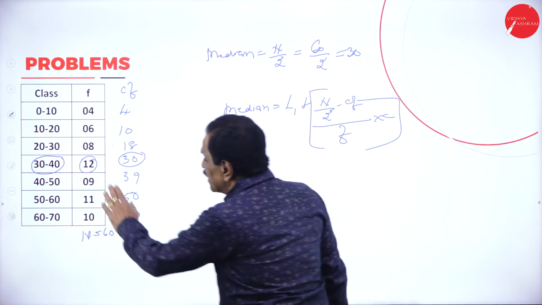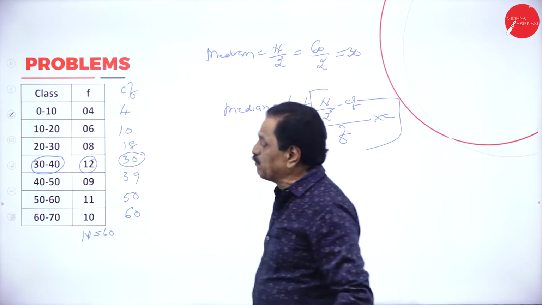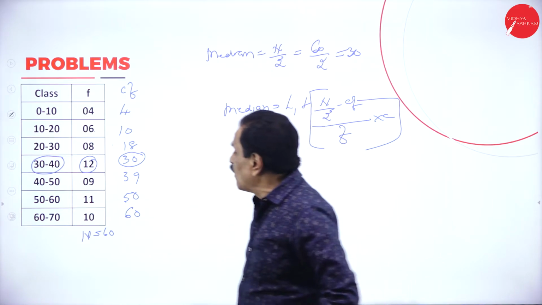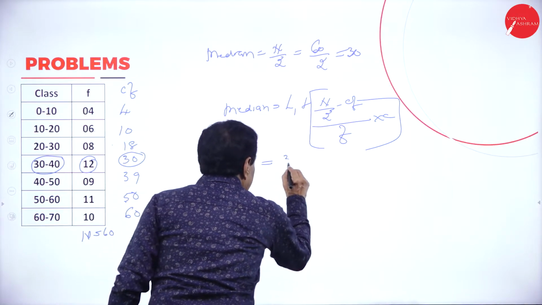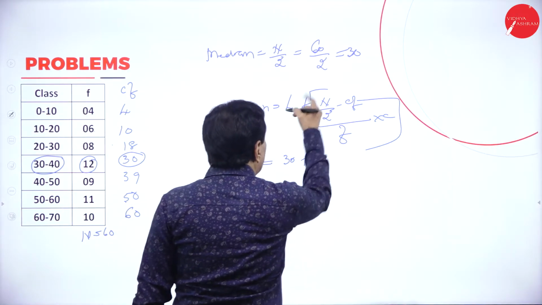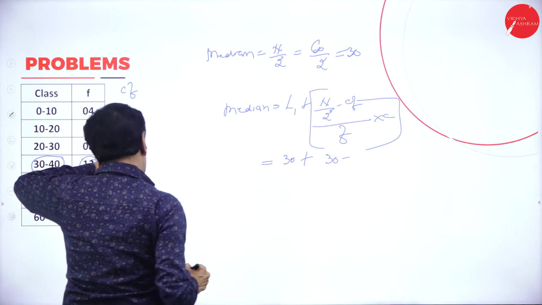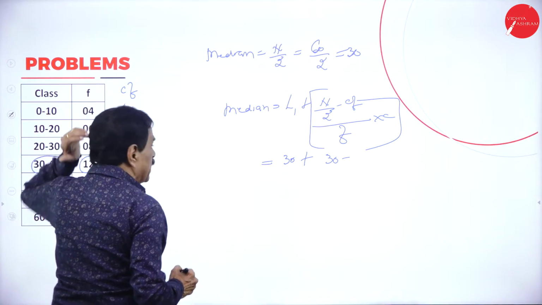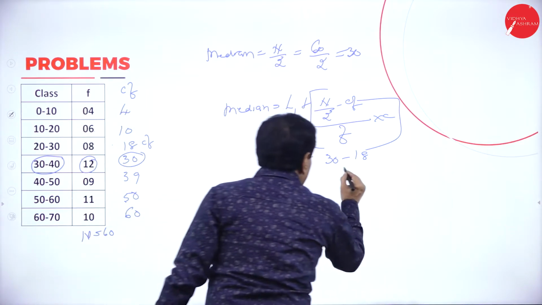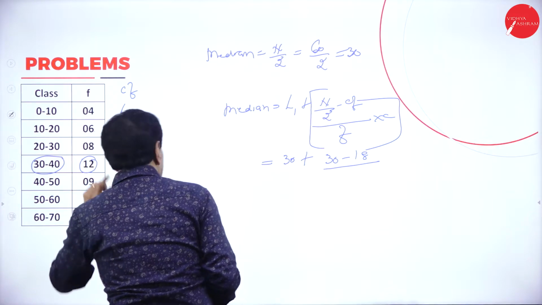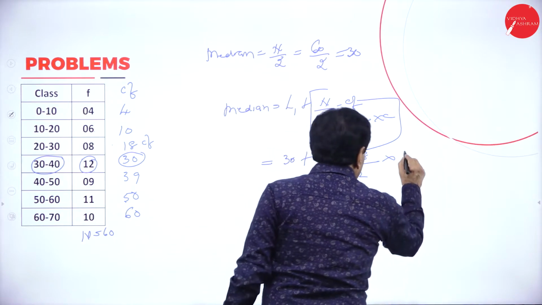So where it lies, 30 to 40. What is 30? Lower limit. 40 is called upper limit. 30 is called L1. 40 is called L2. Apply the formula. What is your L1? 30. Then what is your n by 2? 30. Minus CF. Wherever you take into consideration, the number behind is 18. This is your CF. Divided by constant frequency, which is 12. And your class interval is 0 to 10, which means 10.